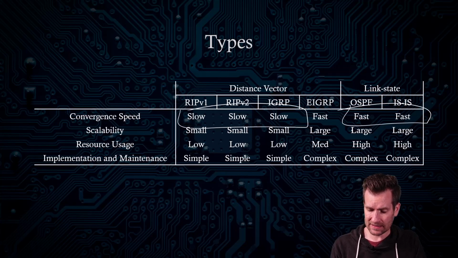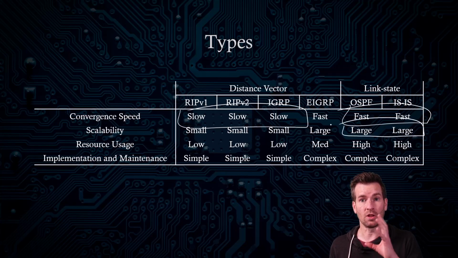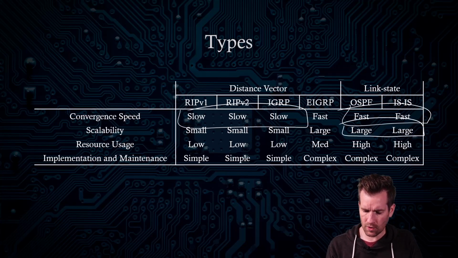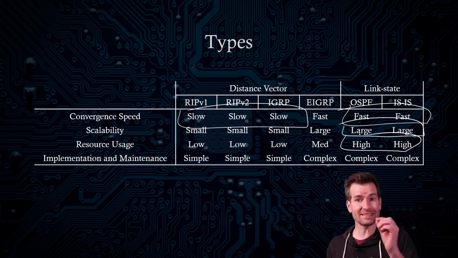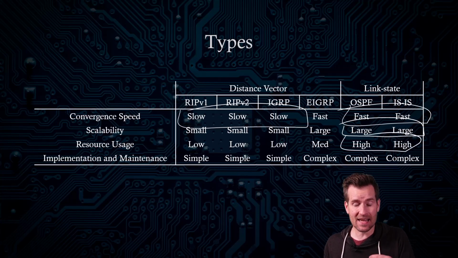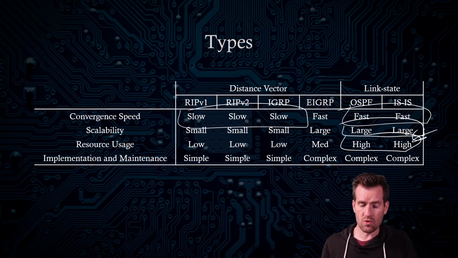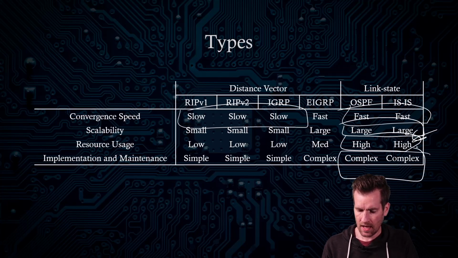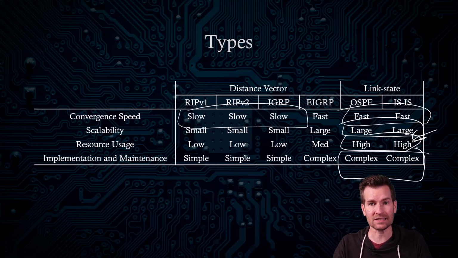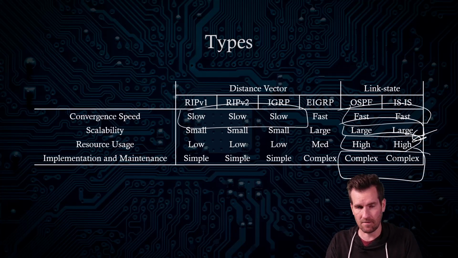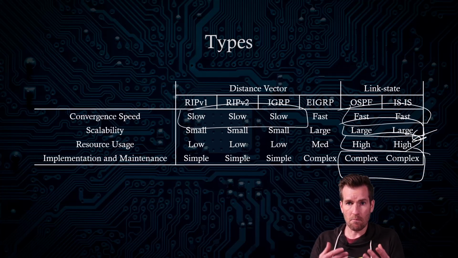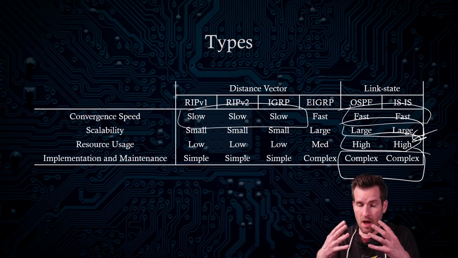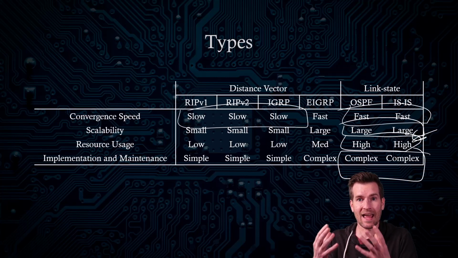From a scalability standpoint, it can scale to much larger networks. From a resource usage standpoint, it has to constantly communicate and constantly keep up to date, so it will use up more resources. And when it comes to implementation, link state can be a little more complex because there are a lot more features involved. Anytime there's more complexity like that, it can be more complicated to implement and set up initially.